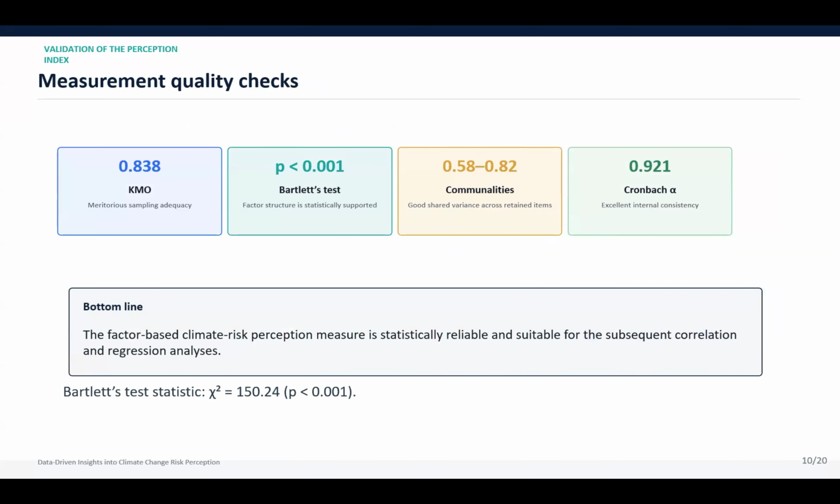For the validation part, the Kaiser-Meyer-Olkin value is 0.838, which indicates strong sampling adequacy. Bartlett's test is statistically significant, which supports the factor structure, and the communalities range from 0.58 to 0.82. Cronbach's alpha is 0.92, which indicates excellent internal consistency. So the conclusion here is that the factor-based climate risk perception measure is statistically reliable and suitable for later analysis.